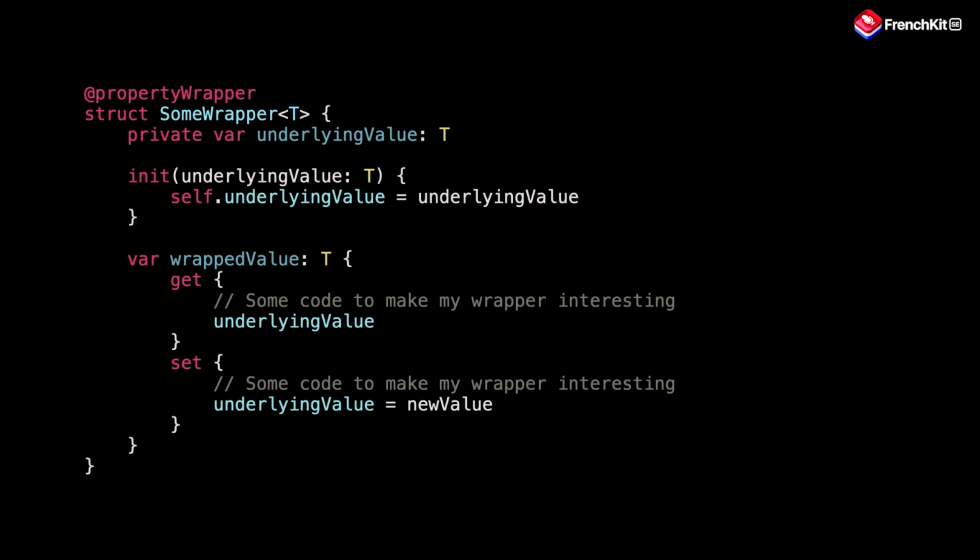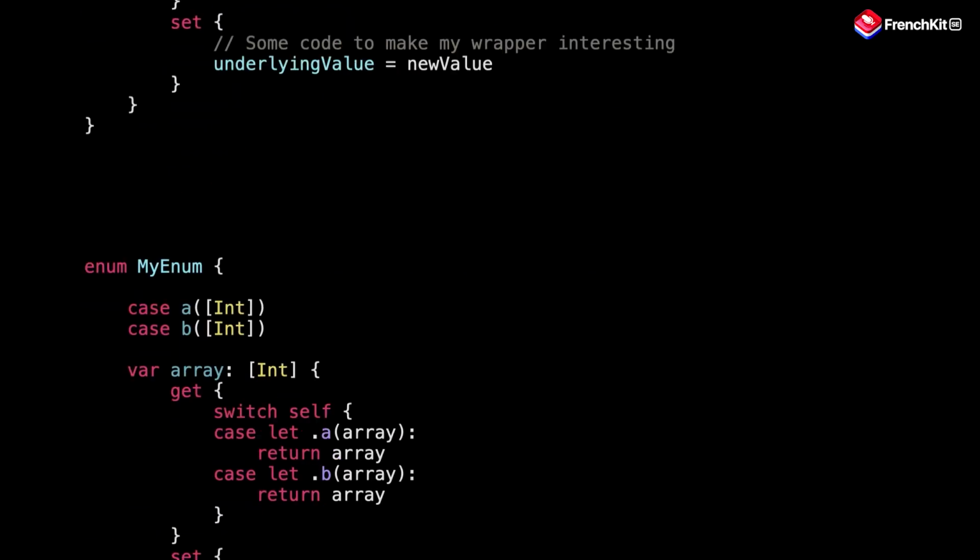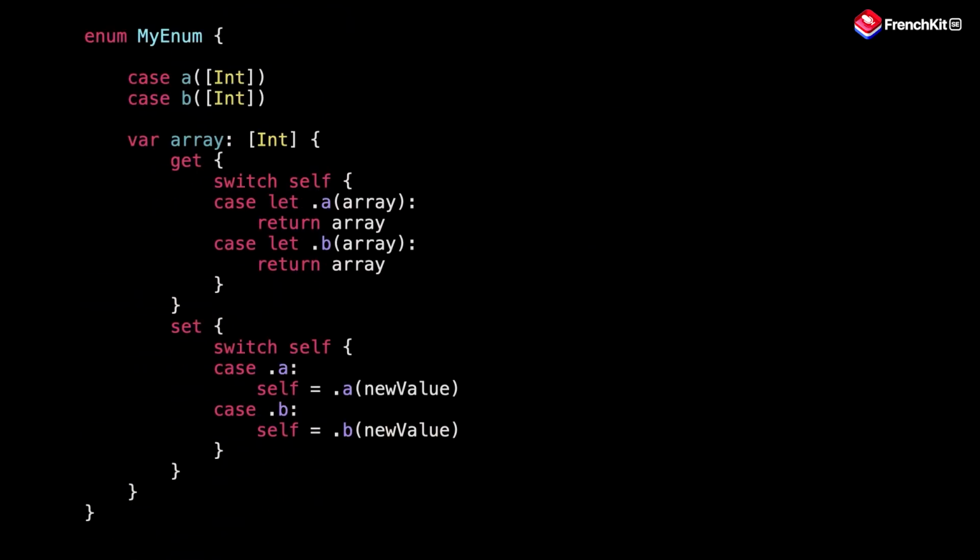One last example for the road would be that if you have an enum and you have two cases sharing an array of integers in each case, and you want to access the array because you know it's there, whatever the case is, once again, you're going to use this pattern of creating a computed variable. And here again, you might run into performance issues.